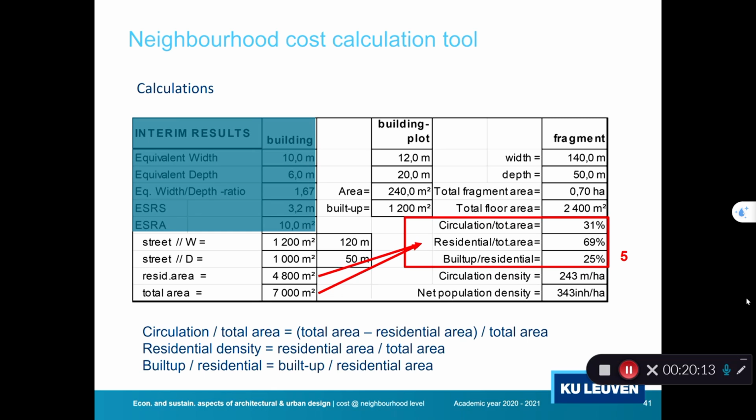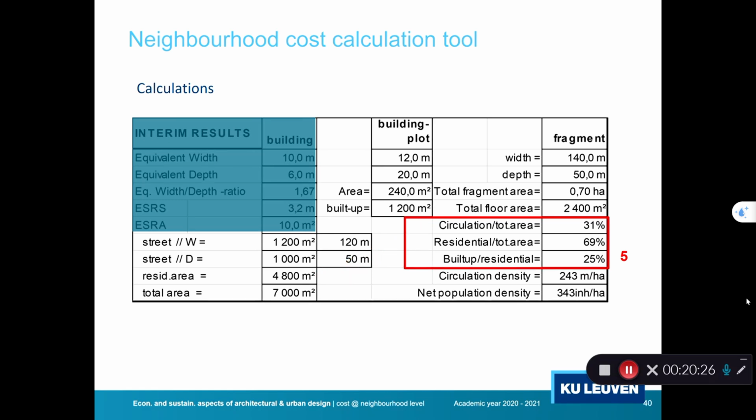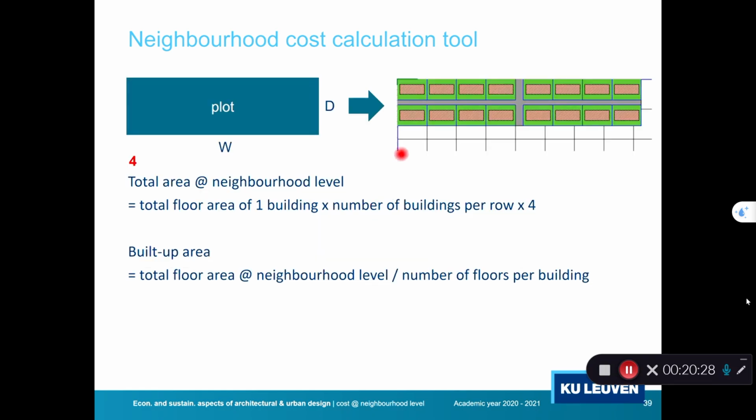A last density indicator is the built-up area compared to the residential area. So it means the red part of the build-ups. So if I go back to my picture, it's this part, so all the areas of the buildings, but only the ground floor, compared to the green area, which is the residential area.